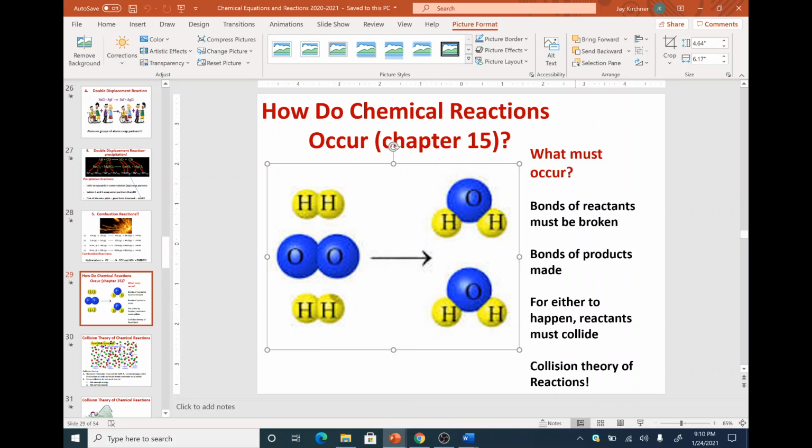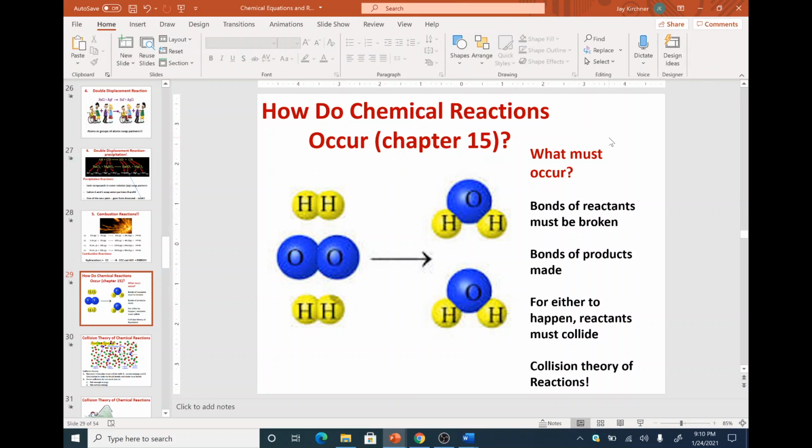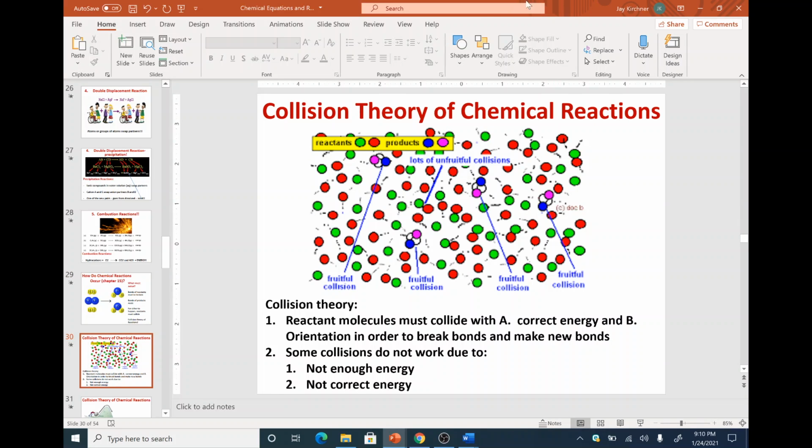So anyway, the bonds of the reactants must be broken, and new bonds have to be made. For either of this to happen, something has to make the bonds break. That is collisions. So this has something to do with rate, by the way. If we're going to increase the collisions and the energy of the collisions, we can make things go faster. So here we go.